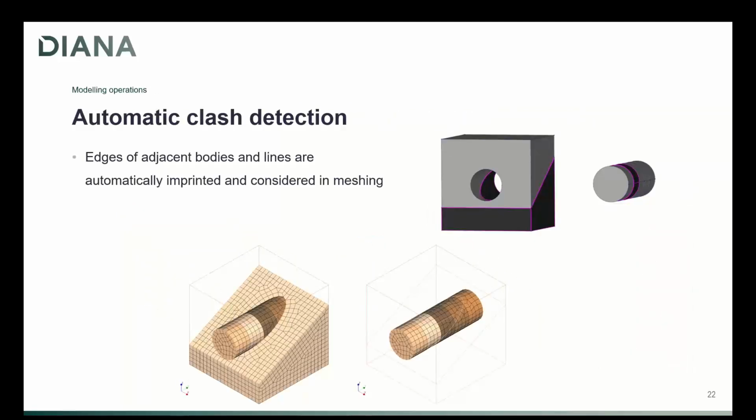We are using auto-clash detection, so you don't have to worry about the nodal connectivity of the different components of your geometry interacting with each other. Diana automatically takes care of that for you, ensuring perfect continuity and connectivity. So this is Diana's job, I would say.